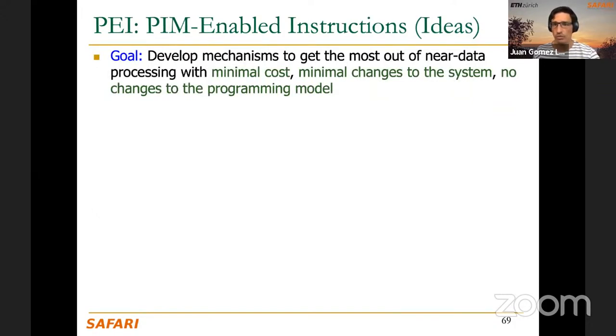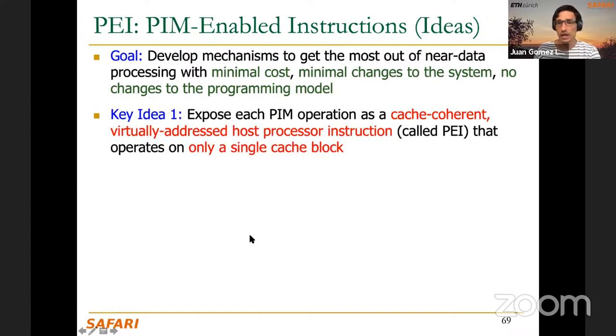First of all, the goal is to develop mechanisms to get the most out of near data processing with minimal cost, minimal changes to the system, and no changes to the programming model. Key idea number one is to expose each processing in memory operation as a processor instruction that operates on a single cache block. So from the processor point of view, each processing in memory instruction is a processor instruction that is identified, detected by the processor, and then offloaded to the memory side, and it's going to operate on a single cache block.